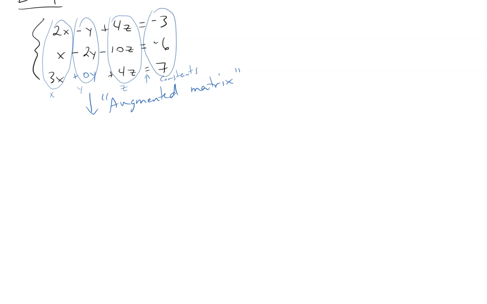If it's set up like that, then you can directly translate it to an augmented matrix, which is just a table of values of the coefficients. Our first row is going to be a 2, a -1, a 4, and a -3. Leave space between those because you don't want to think of this as maybe -14. You need to leave enough space to create distinct rows and columns. Our next row is going to be a 1, a -2, a -10, and a -6. And our last row is going to be 3, 0, 4, 7.